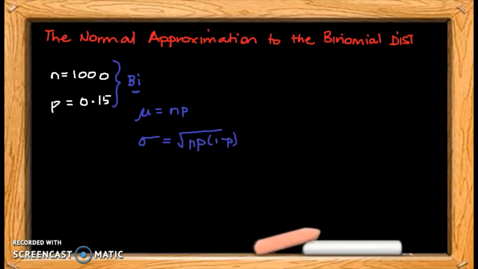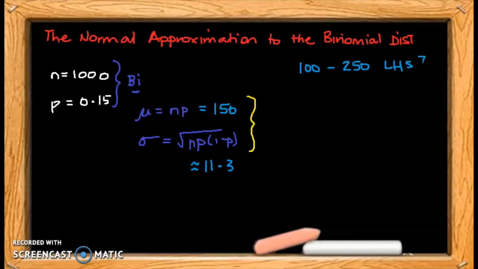Then what I would do is use these numbers and put them into the normal distribution. My mean here will be 150. And my standard deviation is about 11.3. And then I would use the normal calculations to find out, for example, what are the chances that in a sample of 100 people, I will find between 100 and 250 left-handers.